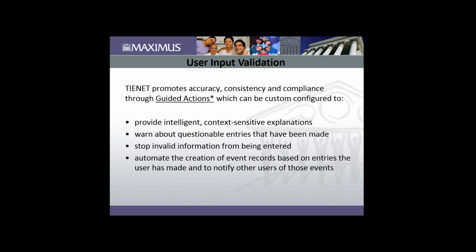And we do that through something called guided action. So if someone puts in accidentally next year's IEP date, it's going to say, hey, that needs to be changed. You put in next year's date or last year's date. So it'll warn you about questionable entries that have been made, prevent invalid information from being entered, and then in addition to that, it's going to provide the user with intelligent, context-sensitive explanations for why the data that was entered was incorrect and what needs to be entered.